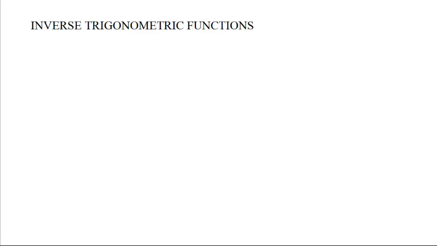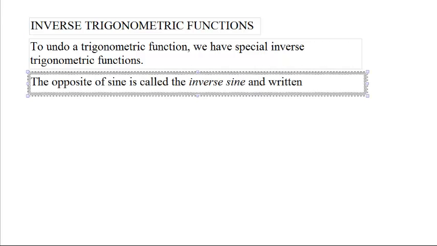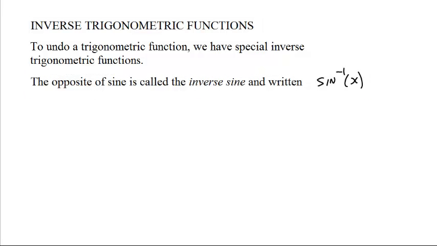Okay, so we've talked about trigonometric functions, we've talked about inverses, now let's talk about inverse trigonometric functions. Surprisingly not complicated. To undo a trigonometric function, we have special inverse trigonometric functions. The opposite of sine is called inverse sine. It's written sine with a little -1 up top. That doesn't mean 1 over sine. That means the thing that undoes sine.